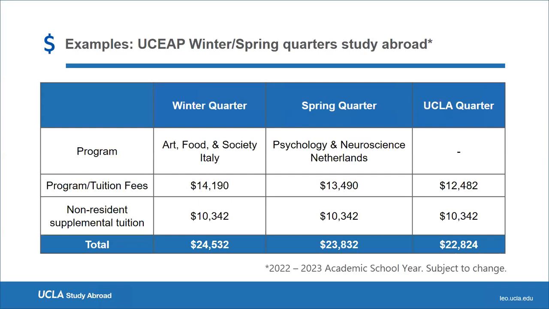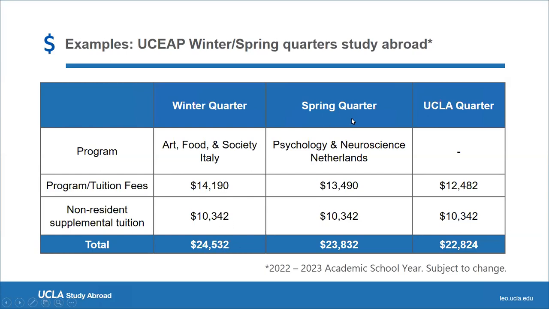So let's say you're interested in studying abroad the winter quarter. And I chose just at random the Italy program, Art, Food, and Society. So the total program cost is estimated at $14,190. And because it's a quarter program, we add the quarter non-resident tuition of $10,000. And that brings our total to approximately $24,000.